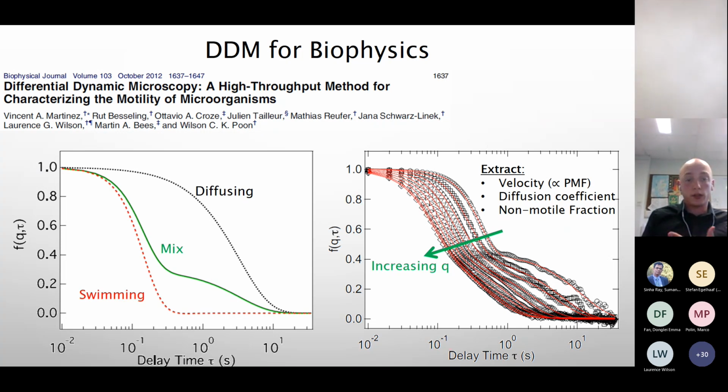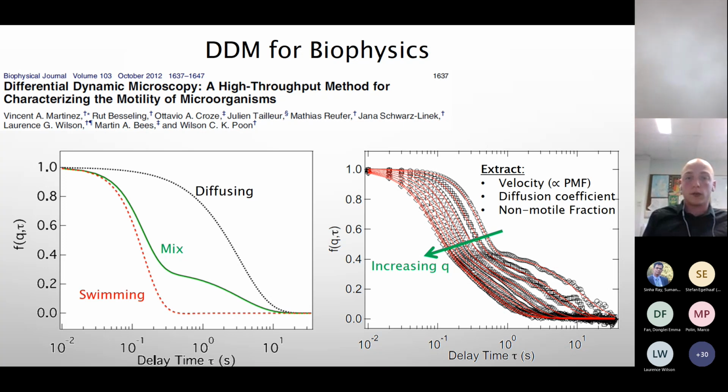On the right is the experimental ISF extracted for swimming bacteria at different length scales. As we move along this direction, we're increasing Q, looking at smaller length scales. At low Q, we can see clearly the two processes. And from this, we can extract the swimming speed of the cells, which tells us about their energetics. We can extract the diffusion coefficient, which tells us about the geometry. And we can extract the fraction of signal, which corresponds to the fraction of cells that are swimming. So this allows us to do some really interesting physiological experiments.